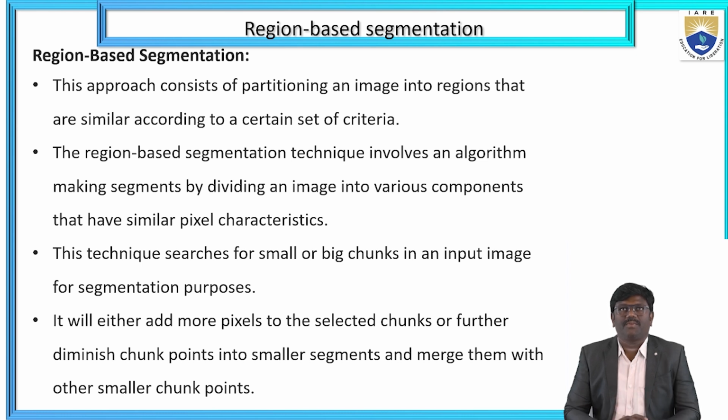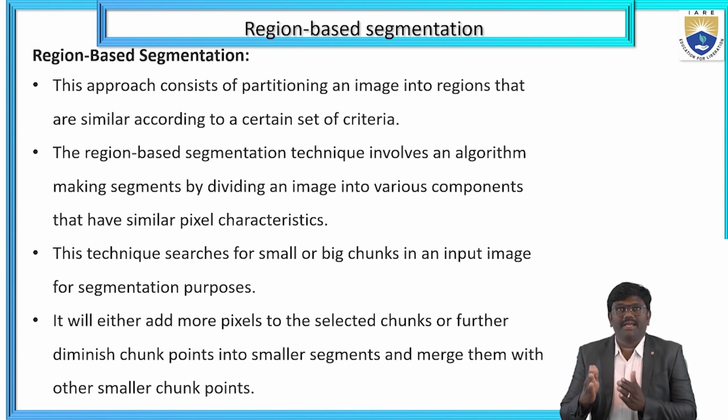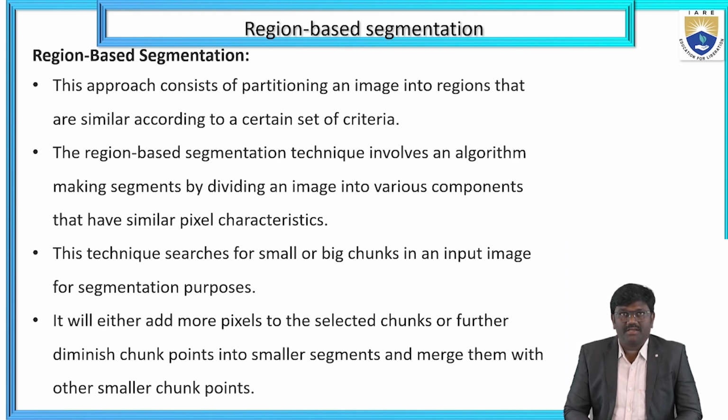This approach consists of partitioning an image into regions that are similar according to a certain set of criteria. The region-based segmentation technique involves an algorithm making segments by dividing an image into various components that have similar pixel characteristics. This technique searches for small or big chunks in an input image for segmentation purposes, and then divides chunks into smaller segments and merges them with other smaller chunks. So this is what we have to understand.